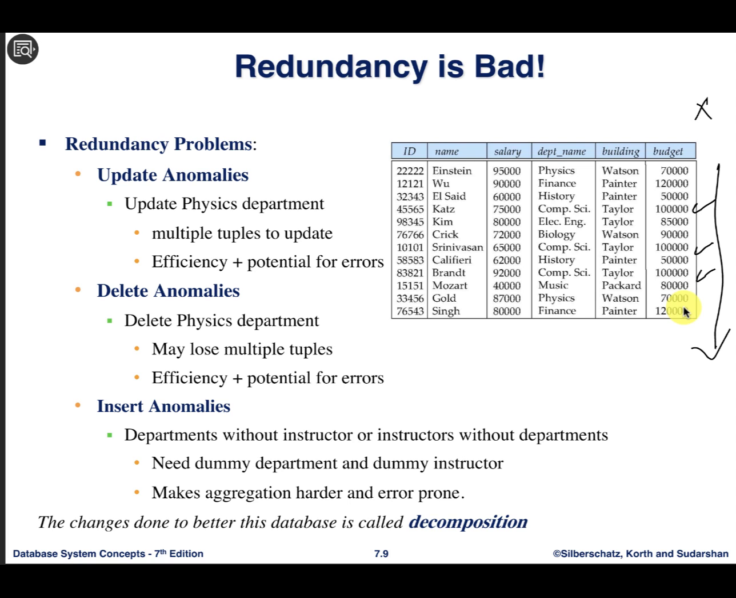The second problem is delete anomalies. Take a look at this data. What do we mean by a delete anomaly? If you delete something, you're going to lose information. What if you delete the computer science department? If you delete this tuple, and this one, and this one, what's going to happen? You are going to delete this employee, and this employee, and you're going to lose this information. I want to delete only the department, not the employees who work in this department. I cannot do this. I do have a problem.